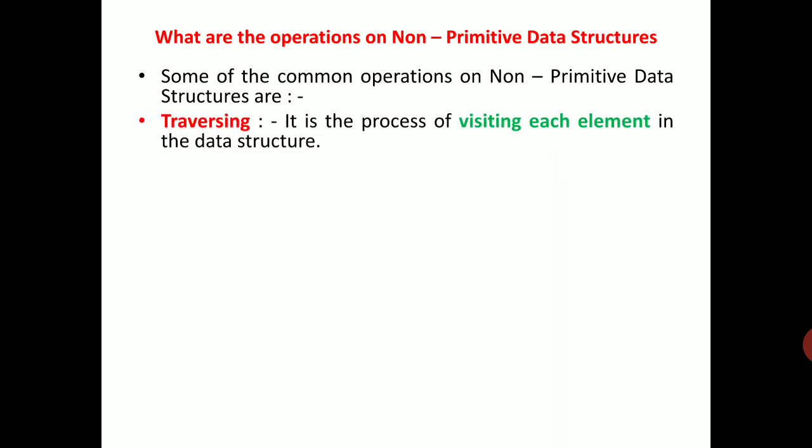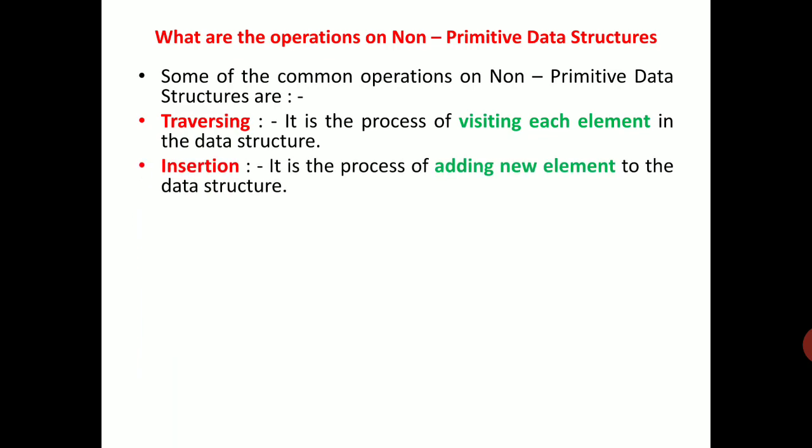The first one is traversing. They are very easy statements. Try to understand what is traversing. It is the process of visiting each element in the data structure. Suppose you have an array and you are visiting each element at least one time, that process is called traversing. Then the second operation is insertion.